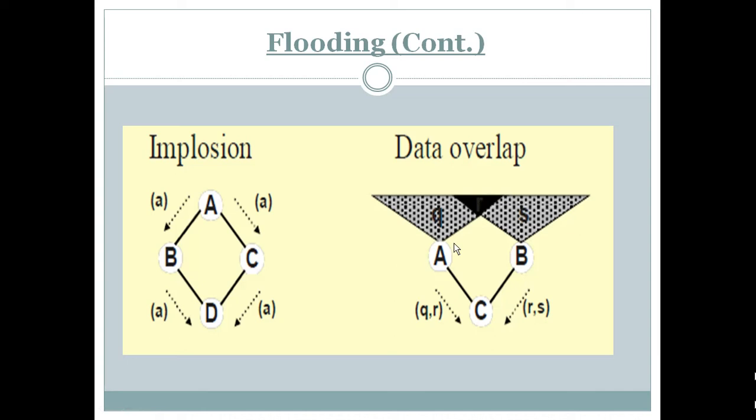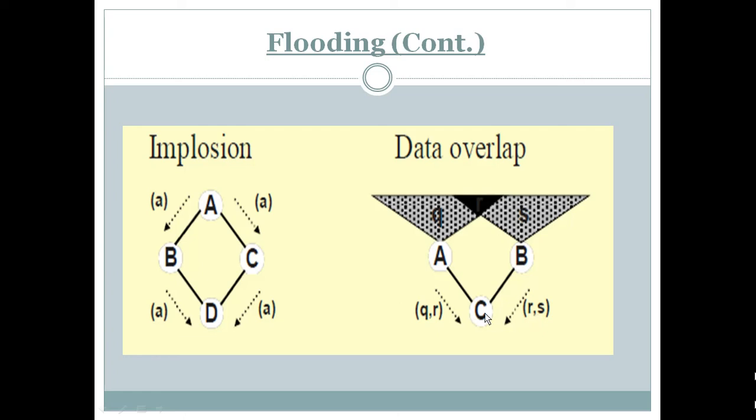Now, what do we have here? A and B are two sensor nodes, where A is sensing the data of Q and R, and B is sensing the data of S and R. R is the overlapping region, so A and B both are reading the data of R, because this area comes under both the Q and S geographical areas. Now what happens at the time of broadcasting or flooding? A is sending the data of the Q and R regions to node C, and B is sending the data of the R and S regions to node C.